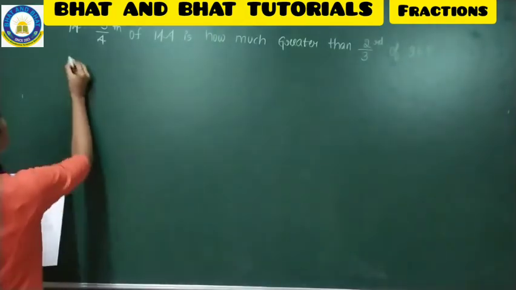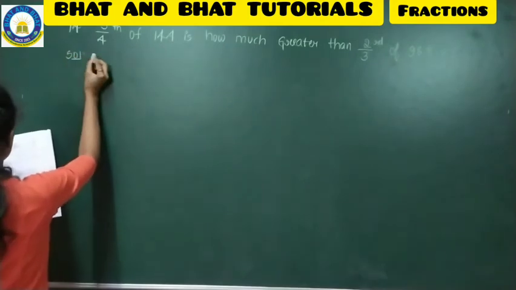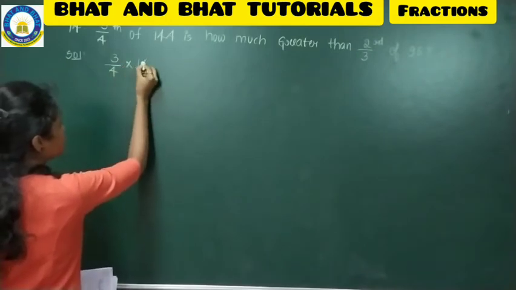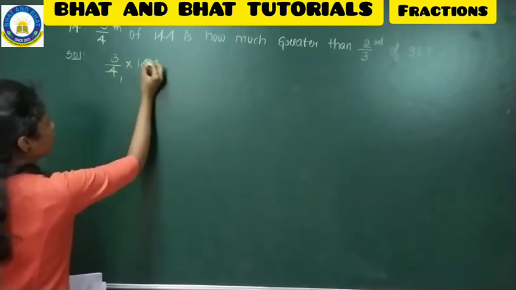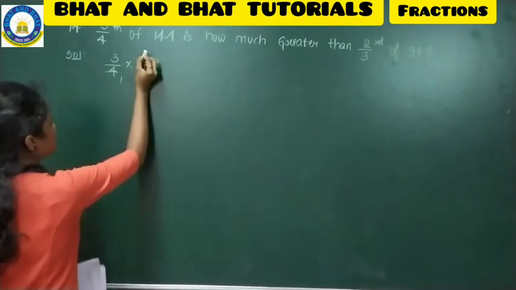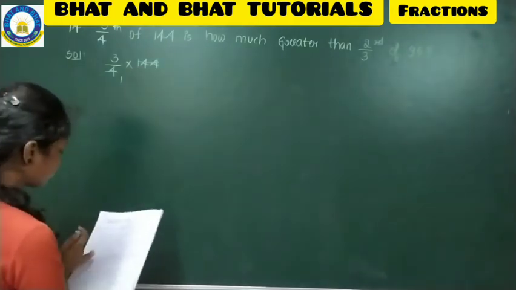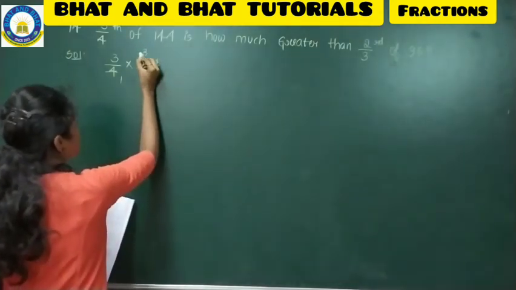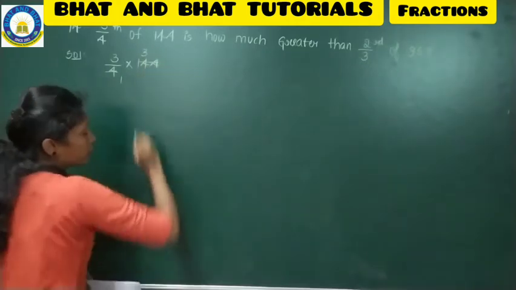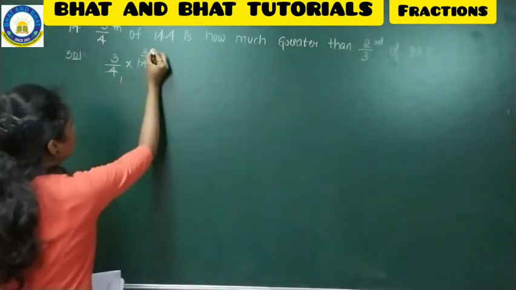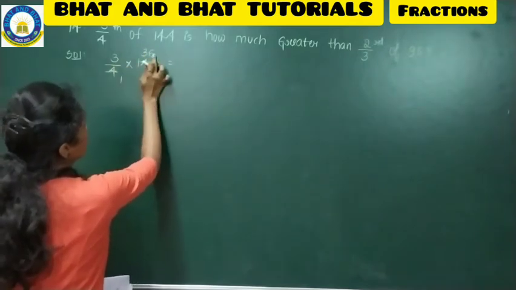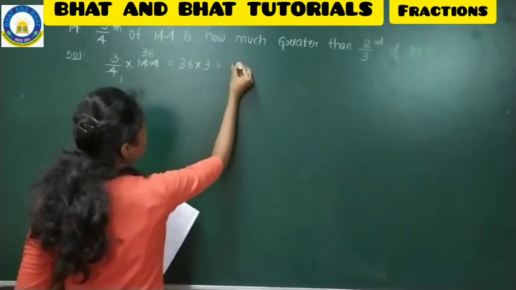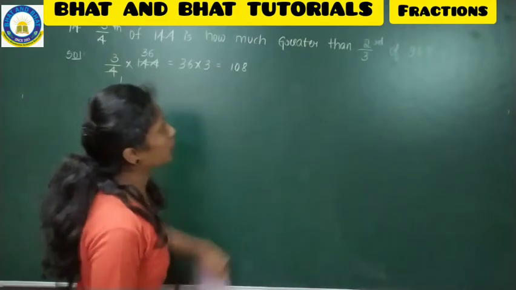So what you have to do, the solution should be like this: 3 by 4 of 144, where of means multiplication. 4 ones are 4, 4 twos are 8, 4 threes are 12, 4 fours are 16, 4 fives are 20, 4 sixes are 24. So now 36 into 3 is equal to 108.